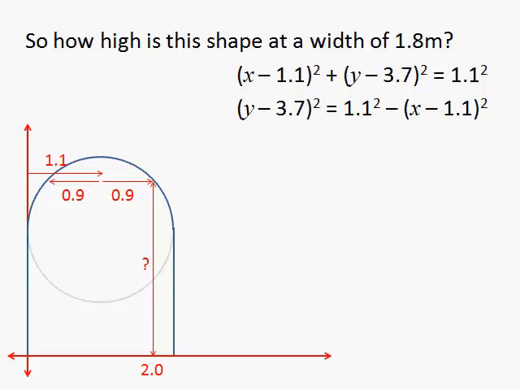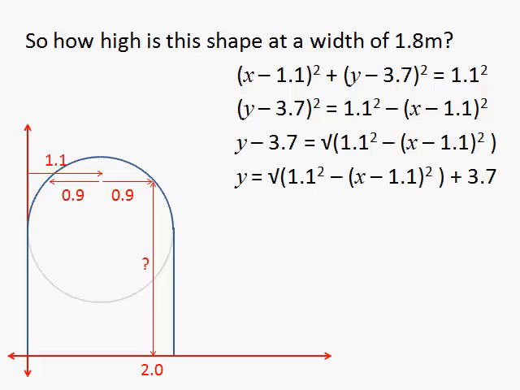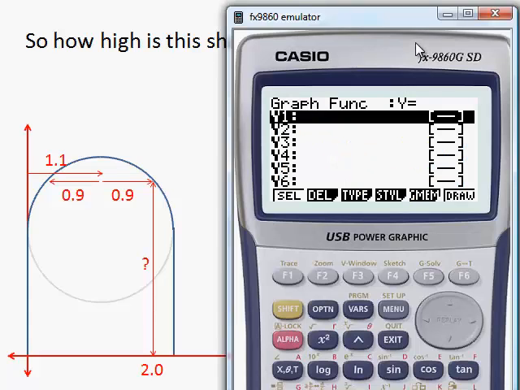So what I'm going to do is I'm going to rearrange it. Move the x to the other side of the equation, square root both sides, move the 3.7 across, and what have I got? I've got y equals, so that's a function. Of course, it's only the top half, it doesn't include the bottom half, so if you were going to try and solve the bottom half, you'd have to make that minus. But nonetheless, we can work with that, as long as we're careful.